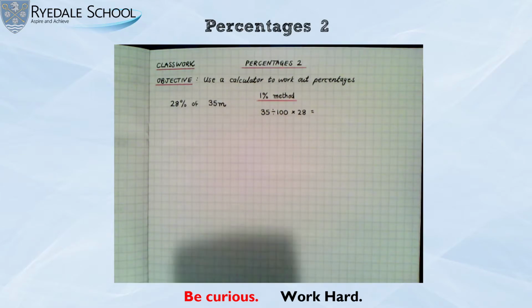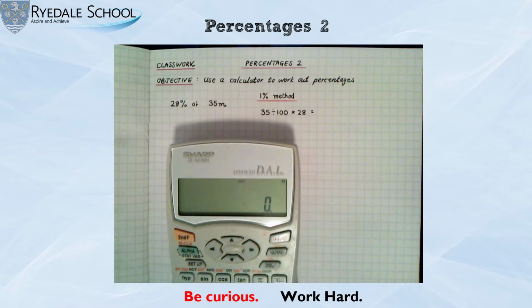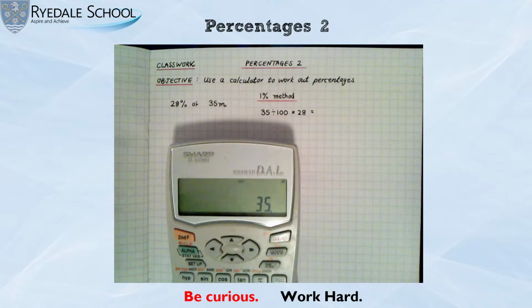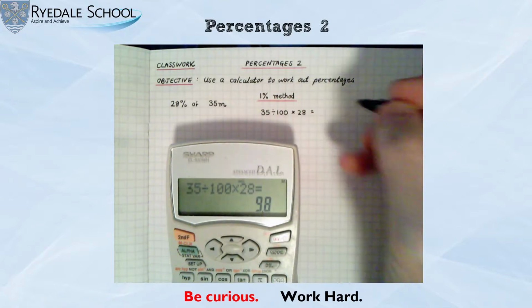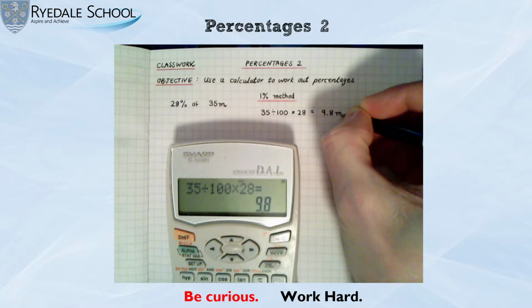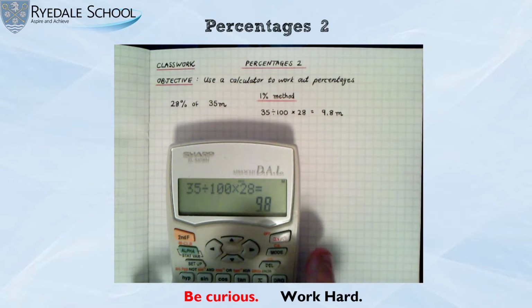And that is exactly what I'm going to type into my calculator. You can either do 35 divided by 100, press equals, and then times that answer by 28. I got the answer 9.8. On a scientific calculator, you should be able to type that all in one go. Equals 9.8. And since that was in metres, my answer would be in metres.